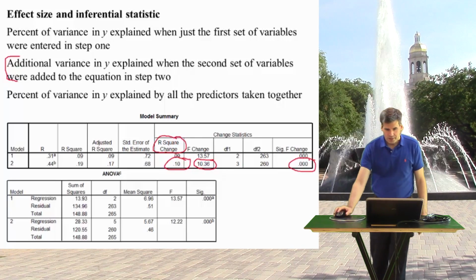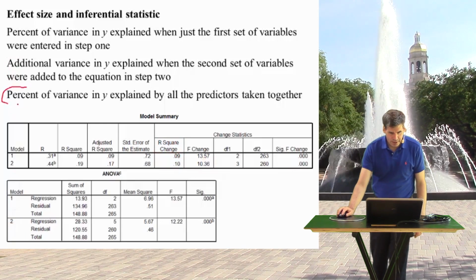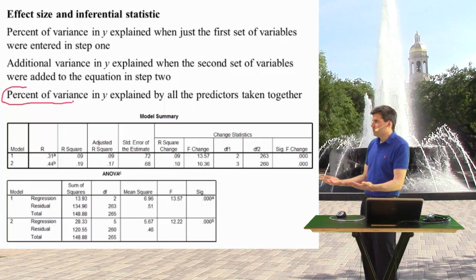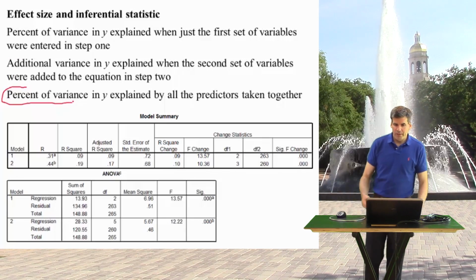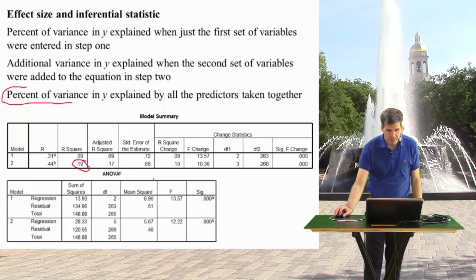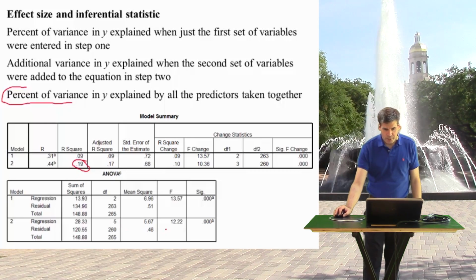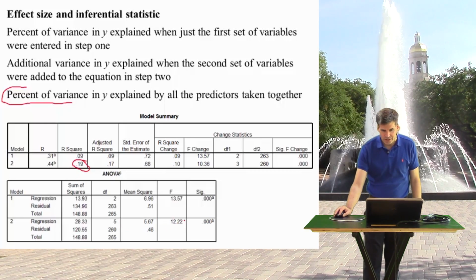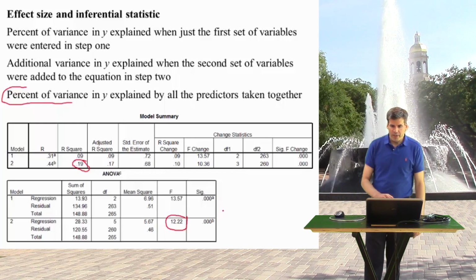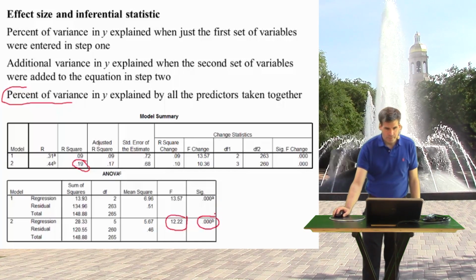And then the third question: what is the percent of variance explained by all the predictors taken together? In this case, we've got 5 predictors. What is the percent of variance explained by all 5? That's looking for R squared in model 2. In our full model, we've explained 19% of the variance using all 5 predictors taken together. And how do we test the significance of that? We test the significance with an F test. So F is the inferential statistic, and our value is 12.22, and the p-value is 0.000.